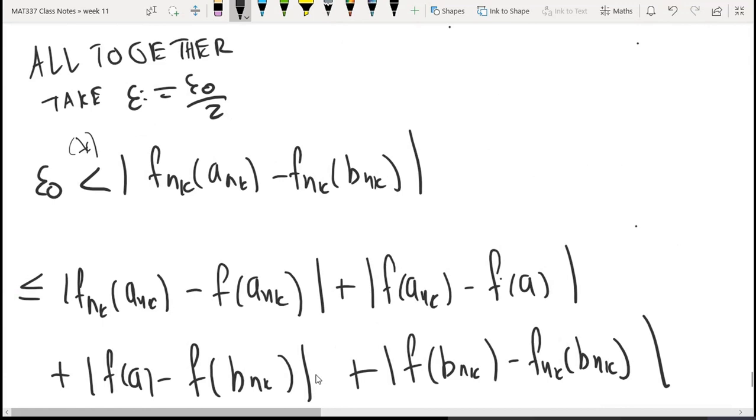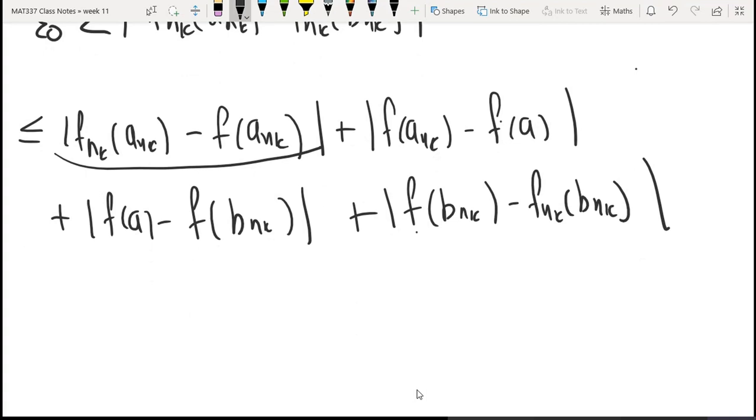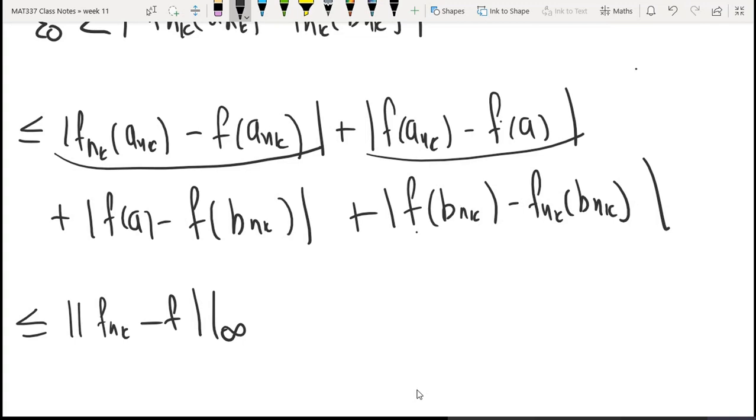Okay, so let's see what happens at each one. First guy is the supremum, by subsequence convergence, so we just get f_{n_k} minus f. This guy is by continuity. So by continuity of f, you get epsilon naught over 4. Again, continuity of f.